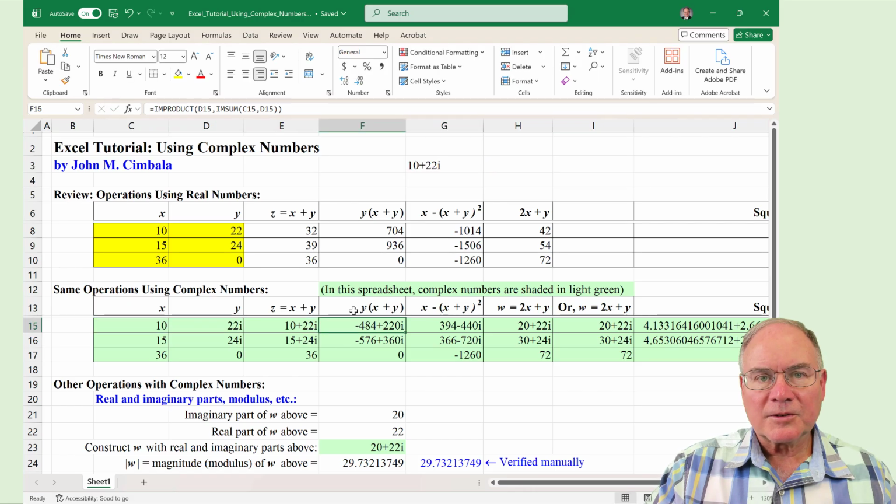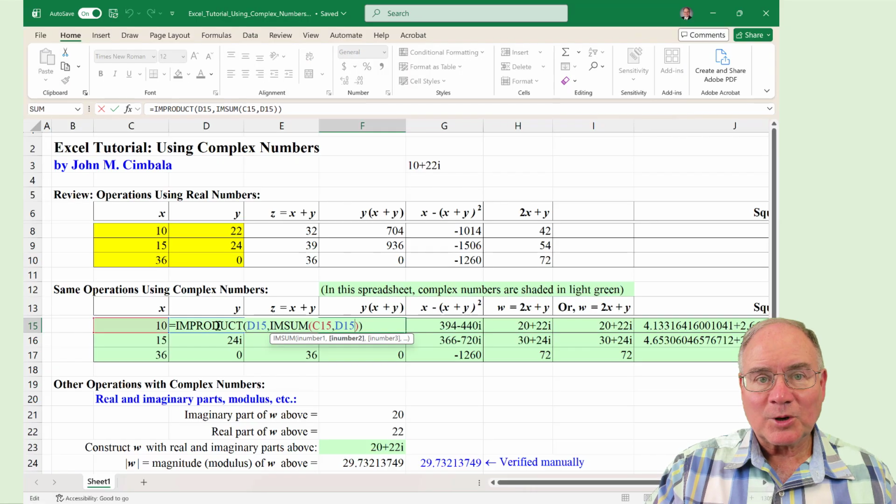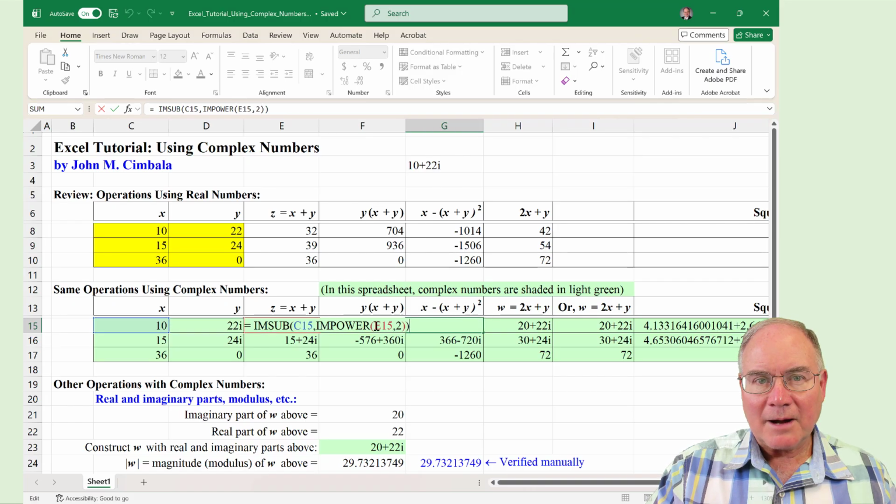For something like this, I use improduct of d15, which is hidden under here, it's y. And then this sum is the second argument of improduct. So you can nest these as I'm doing here. This entire second argument is x plus y. The impower function takes the number you want to raise to a power, which is this cell, x plus y. And then we raise that to the second power with the second argument. And we use imsub to subtract x minus that product.